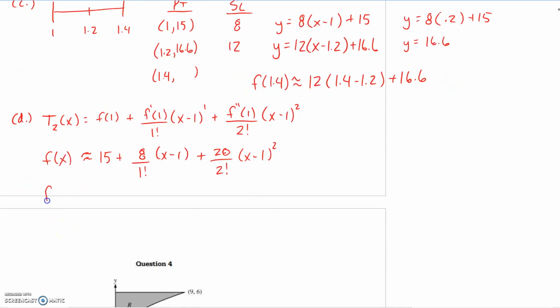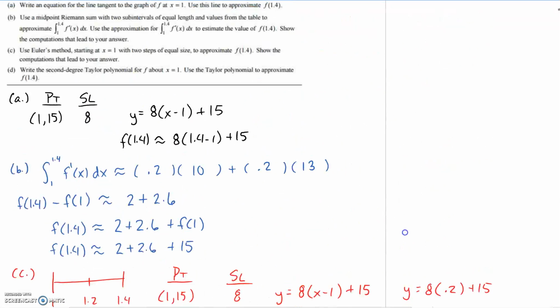And then f of 1.4, just plugging in 1.4 for all the x's. So f of 1.4 is approximately 15 plus 8 times 0.4 plus 10 times 0.4 squared. And I don't have to simplify. I simplified a little bit on that last step, but I don't have to do any of that simplification.